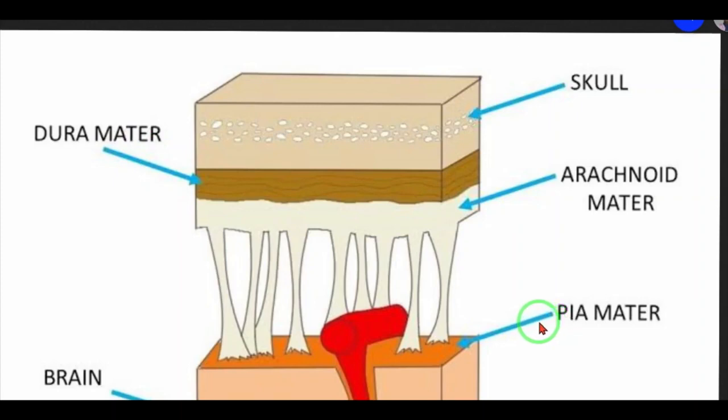Then one more thing, meningitis. Meningitis is a disease. It is a viral or bacterial infection. Meningitis is an inflammation of the meninges. So if there is any inflammation in these layers, that condition is known as meningitis.